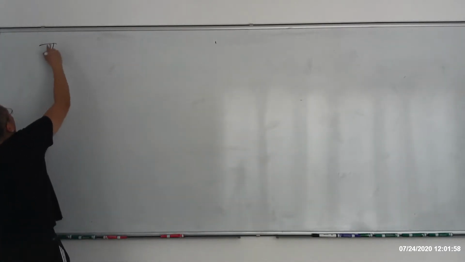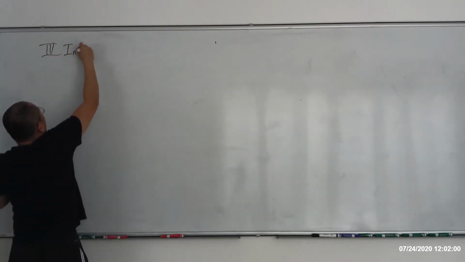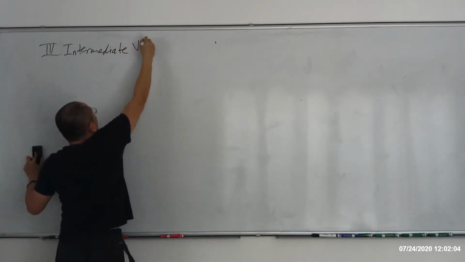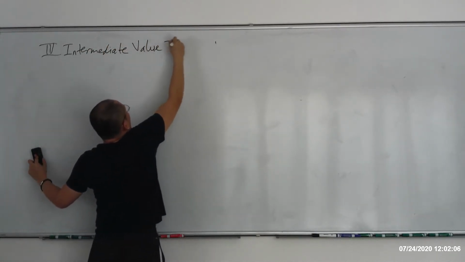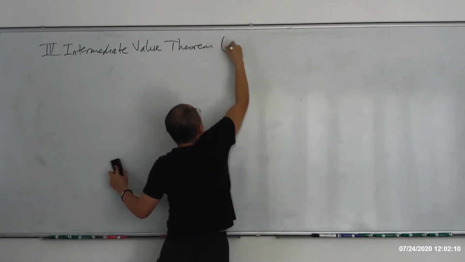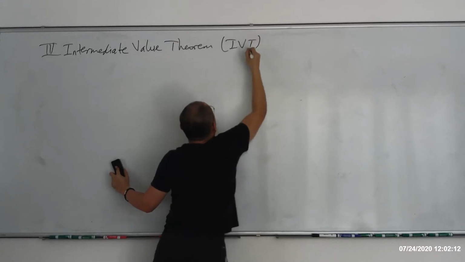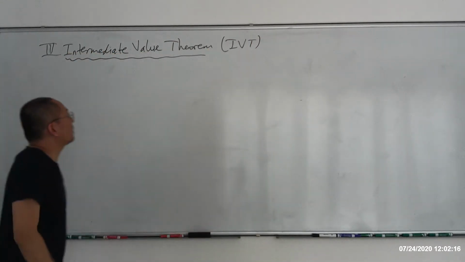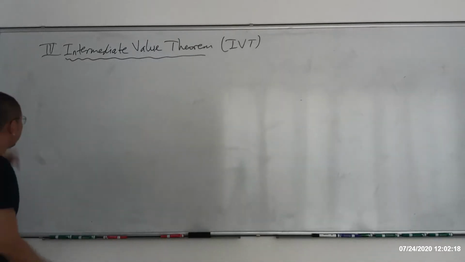It's number 3. Intermediate value theorem. Okay, it's abbreviated by IVT, intermediate value theorem. Okay, so what is the theorem about? What is it talking about?